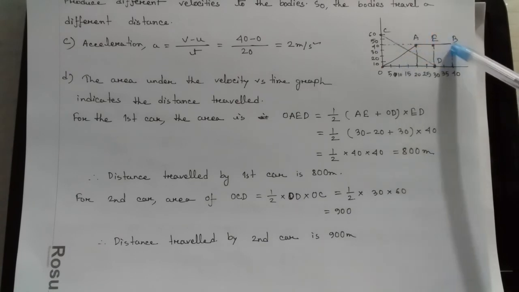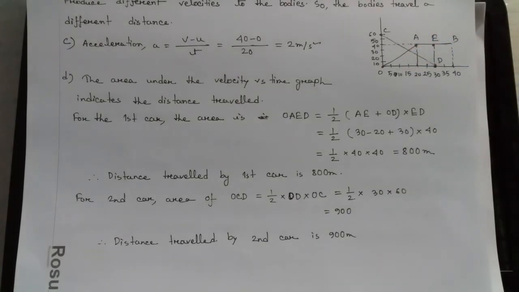But for the rest of time it is following uniform velocity, there is no change in velocity. So for this reason we will count the initial velocity as 0 and the final velocity as 40 meters per second. So here the acceleration will be 2 meters per second squared.